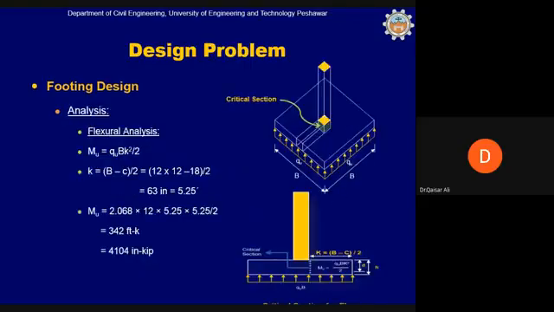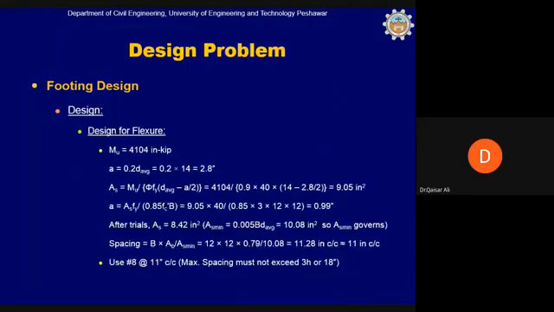For the design of footing for flexure, you know this equation, qu B L square divided by 2. So MU comes out to be 4104. And after this, you can do trials. After trials, AS comes out to be 8.42 square inch, and AS minimum is 10.0. So AS minimum is greater than this, so we'll use AS minimum, because AS minimum is calculated based on 0.005 B T average.